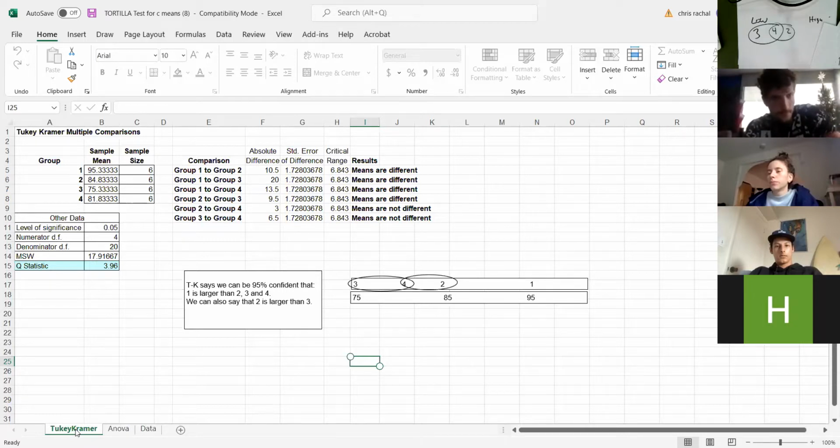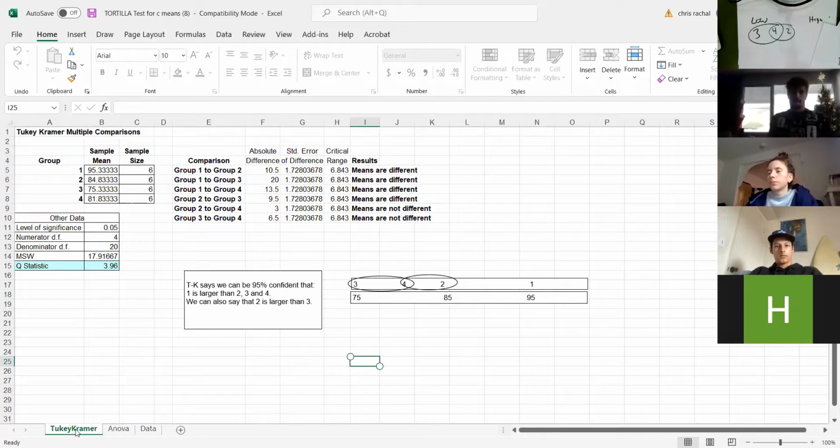So when you look at the Excel, how do you know what numbers pair up, like the 3 and 4? Do you look at the sample mean? Oh, so look at E and go down to like E4 and see where it says comparison.